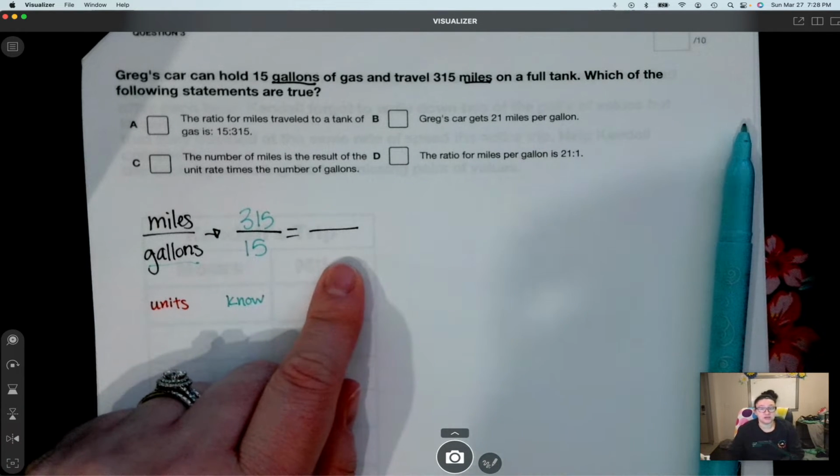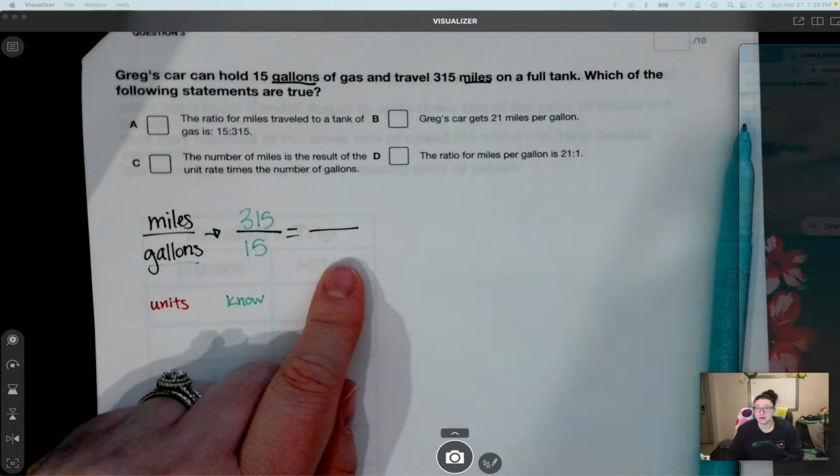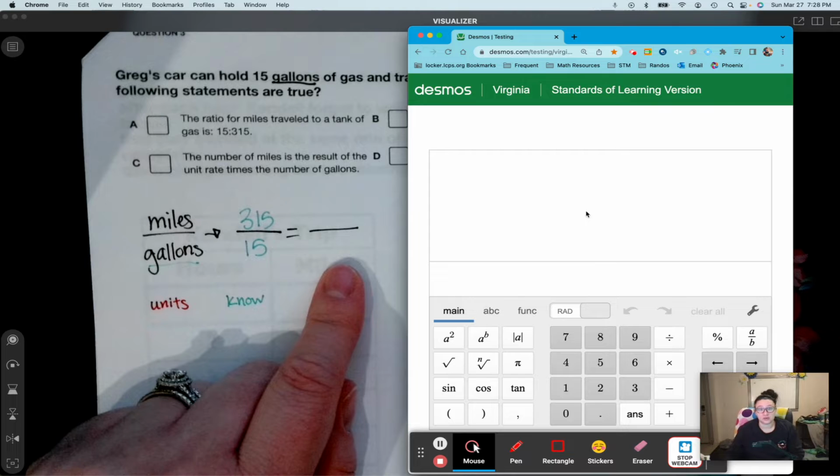And then I'm going to use the rest of this proportion to figure out the missing pieces of information that they want me to search through and see what works. So I'm going to get out my handy dandy calculator to help me out. And let's go through these problems.